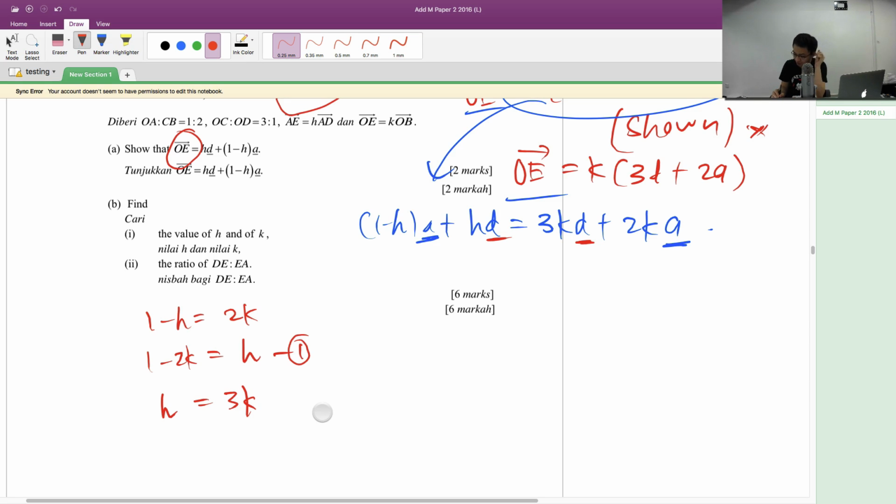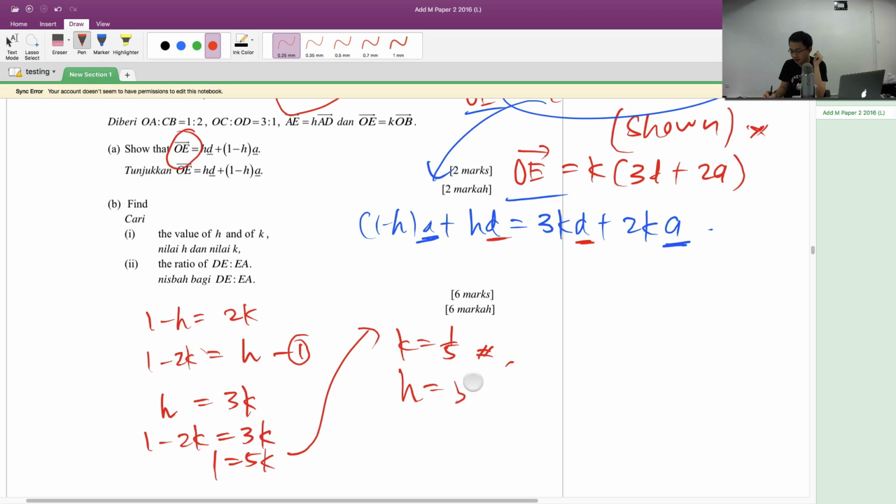Alright, so if H equals 3K, I got my H over here, isn't it? So 1 minus 2K equals 3K, so 5K equals 1. So K basically equals 1 over 5. Then I'll do the same thing to find H. H equals 3K, so 3K is just 3 multiplied by 1 over 5, which is 3 over 5.